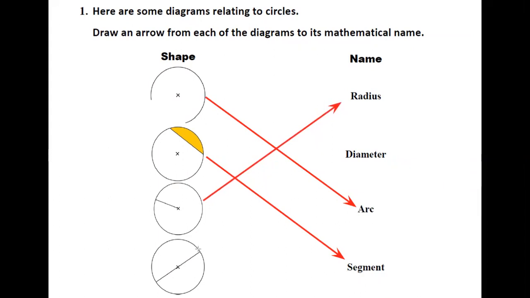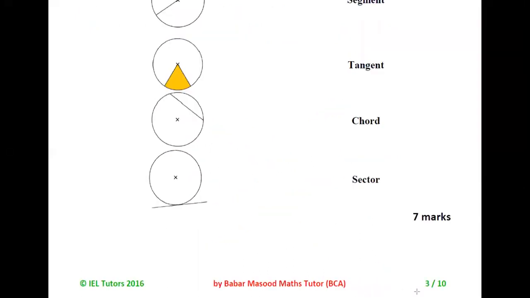The next one is twice as long as the radius, a line basically going from one side of circumference to the other side through the center. So this is diameter. We can see that there are still 3 more diagrams and 3 more mathematical names.